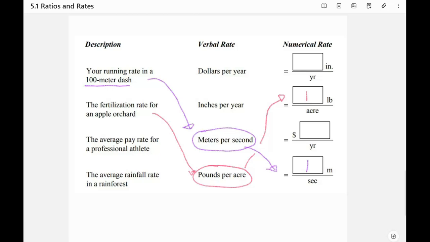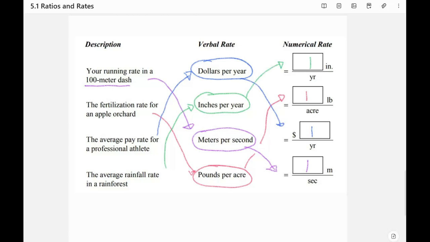Now let's look at the third description. It says the average pay rate for a professional athlete. When we're looking for pay rate, we're talking about dollars per year. So that would be the best match for that. For verbal rate and for numerical rate, it would be this one right here, which is $1 per year. Then the final one, by process of elimination, we have the average rainfall rate in a rainforest. Rainfall would have to be units of inches per year, and for the numerical rate would be 1 inch per year.